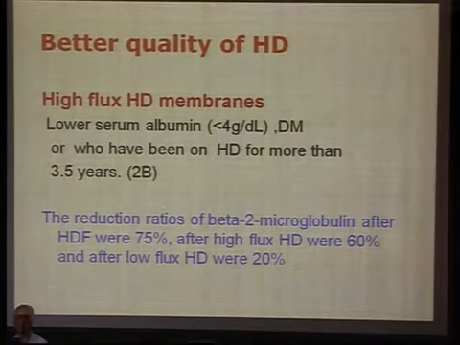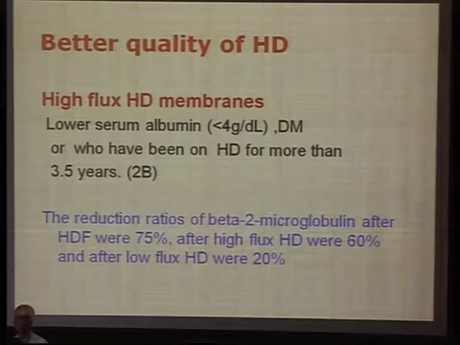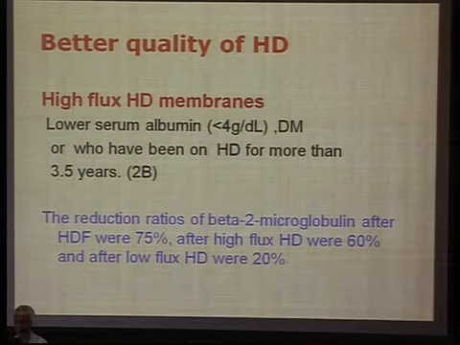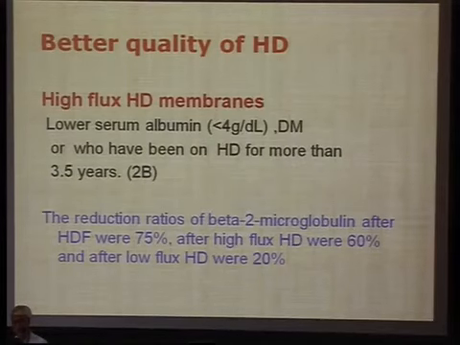As we all know, the reduction ratio of beta 2 microglobulin after high flux is 60% in comparison to low flux, which is only 20%. So any patient who has been on hemodialysis more than 2 years or less than 3 years, you must put this patient on high flux, if it is available, to prevent later dialysis-related amyloidosis.